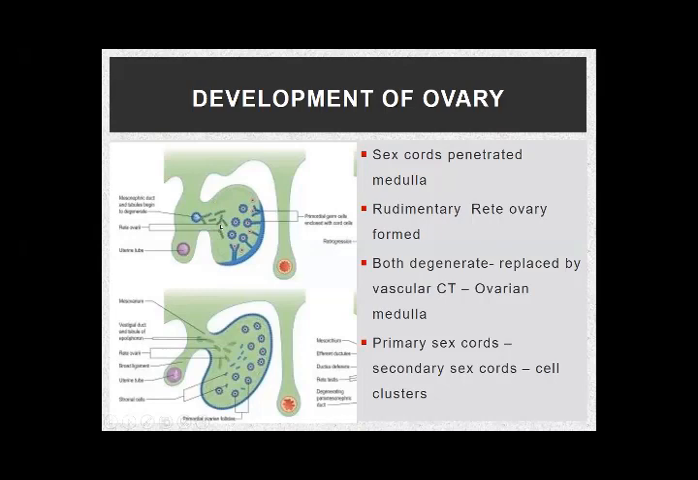They degenerate and convert into fibrous connective tissue, vascular connective tissue. This vascular connective tissue forms into the medulla of the ovary. So medulla of the ovary just contains connective tissue with blood vessels. वो जो है degeneration of rete ovary plus the primary sex cords वो degenerate करते हैं.